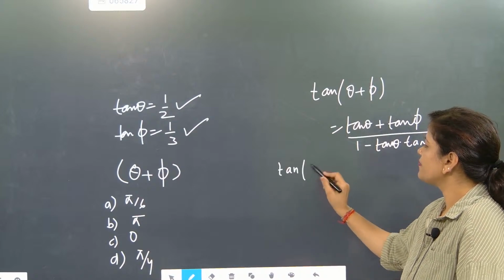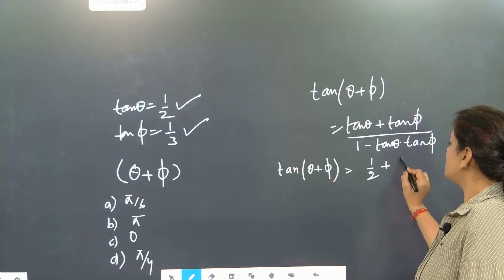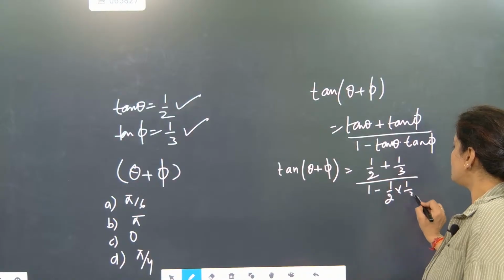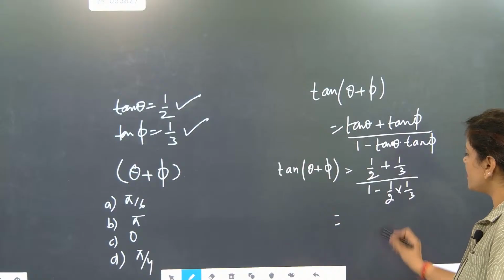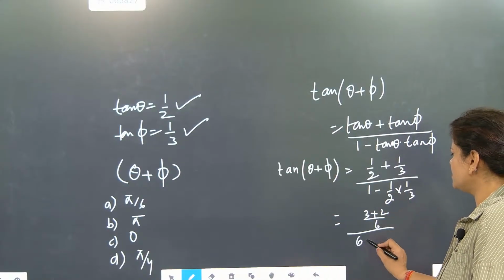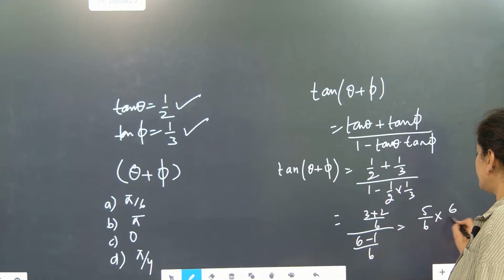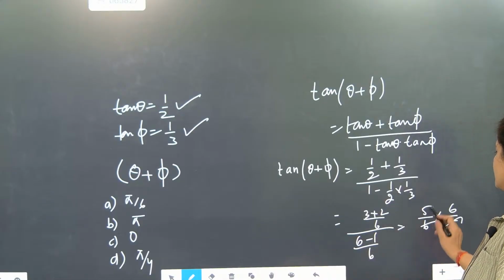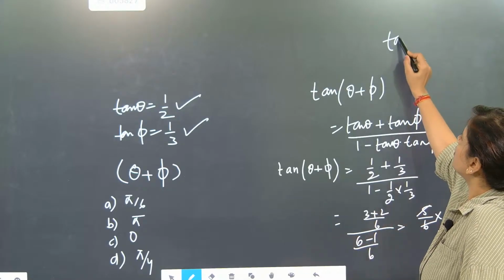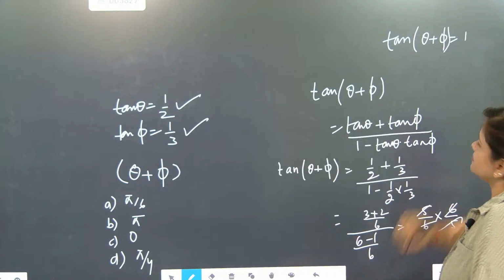So here tan of theta plus phi equal to 1 by 2 plus 1 by 3 by 1 minus 1 by 2 into 1 by 3. So cross multiply will do 3 plus 2 by 6. Here 6 minus 1 by 6. So here it will become 5 by 6 into 6 by 5. Cancel. So answer is coming as 1. So what we got beta? We got tan of theta plus phi is equal to 1.